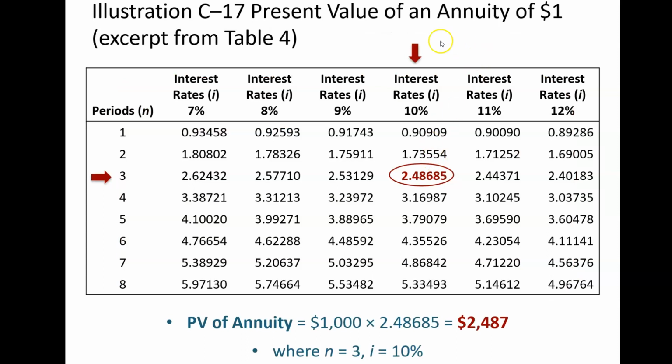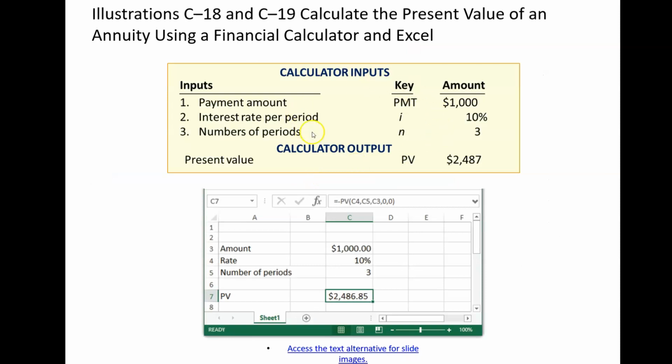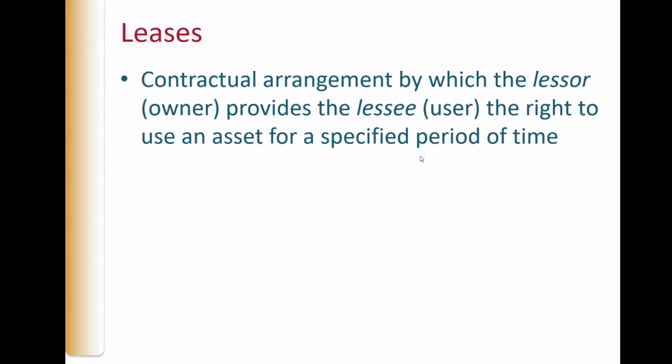There's also present value of an annuity table that factors that in. So you'll get a factor, we call these factors, 3 periods at 10%, multiply it by the $1,000, and you get the $2487. So that's one way to do it. You can also use a calculator or you can use Excel. Those are present value concepts. So when we talk about present value, that's how we get those numbers.